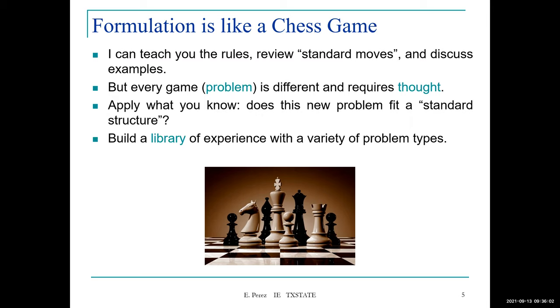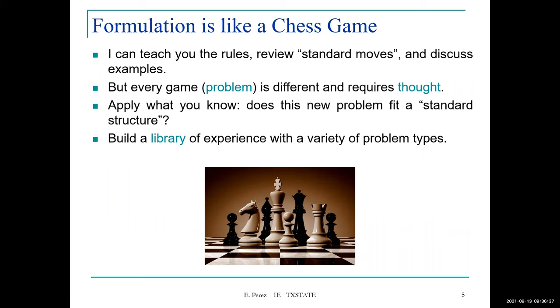Formulation is like a chess game. If you have played chess, you know the rules, but it's only with practice that you can get better, because you start understanding the different situations, you start understanding the different behaviors of your opponents, you start gathering data, and you know how to use that information to make your next moves. So I can teach you the rules, review the standard moves, and discuss examples, but every game or every problem is going to be different and requires some thought.